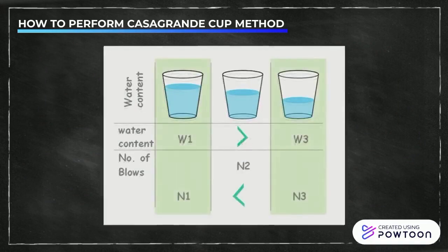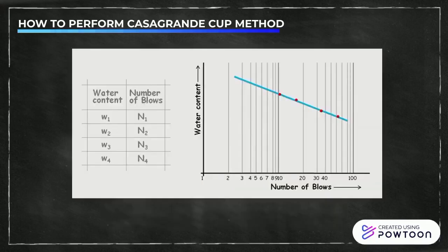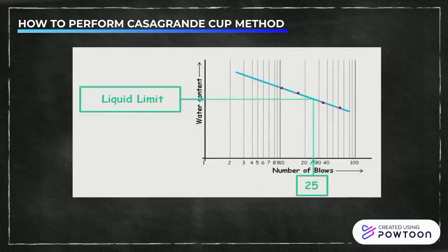The connection between the number of flows and the water content of the soil is that they are inversely proportional to one another. As the number of flows increases, the value of the water content decreases and vice versa. The graph shows the relationship between the number of flows and the water content. The liquid limit is identified through the intersection point at 25 number of flows within the line.